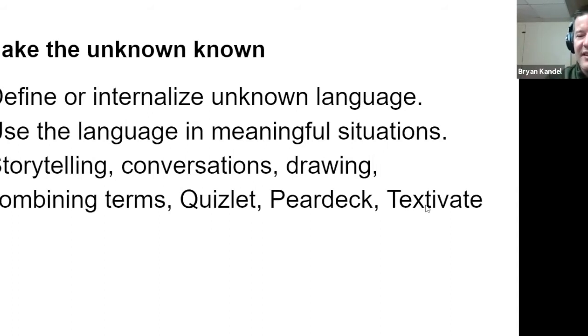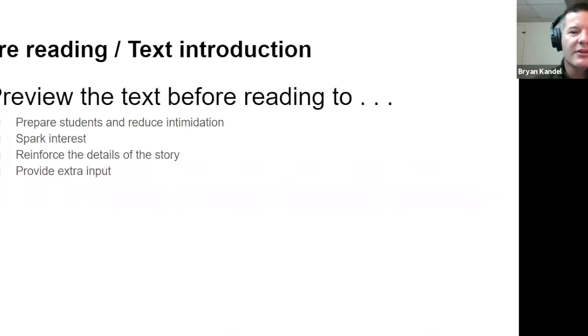There are online things like Quizlet and Textivate that are good for practicing vocabulary. So that's ways that we make that unknown text known. Number 5, pre-reading or introducing the text. So number 4 was basically pre-teaching the vocabulary and the new language they wouldn't know. The next step is to look at an introduction to the text. And we do this for a few reasons. One, it prepares students and reduces intimidation.